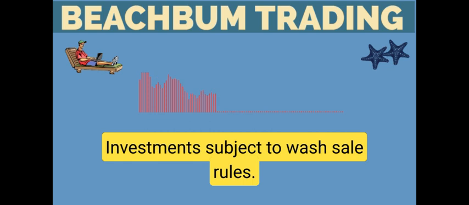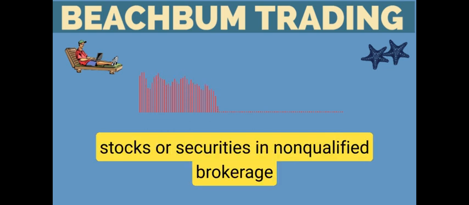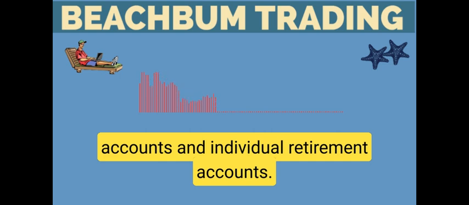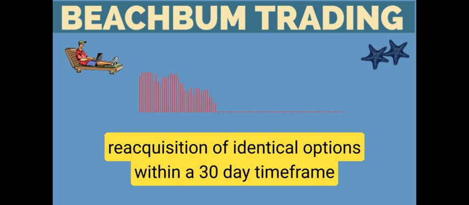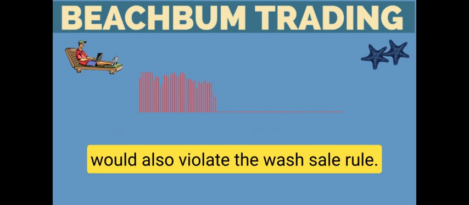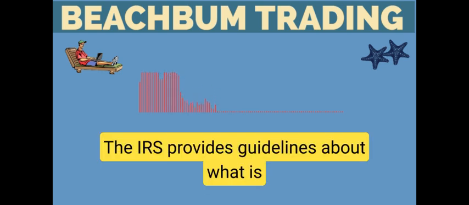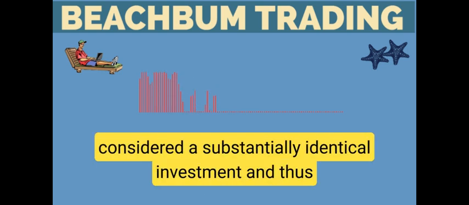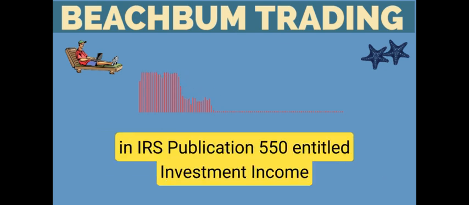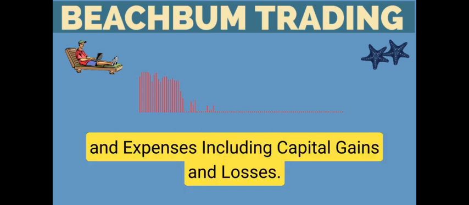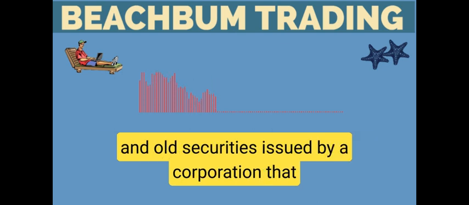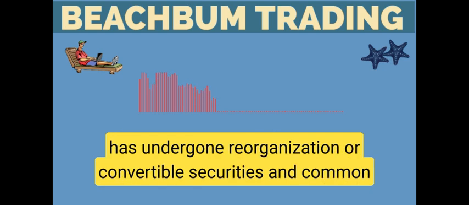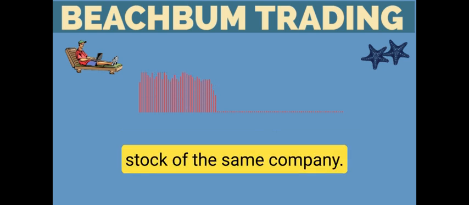Investments subject to wash sale rules. The wash sale rule applies to stocks or securities in non-qualified brokerage accounts and individual retirement accounts (IRAs). The sale of options at a loss and the reacquisition of identical options within a 30-day timeframe would also violate the wash sale rule. The IRS provides guidelines about what is considered a substantially identical investment and thus may trigger a wash sale violation in IRS Publication 550, entitled Investment Income and Expenses, including capital gains and losses. A substantially identical investment can include both new and old securities issued by a corporation that has undergone reorganization, or convertible securities and common stock of the same company.